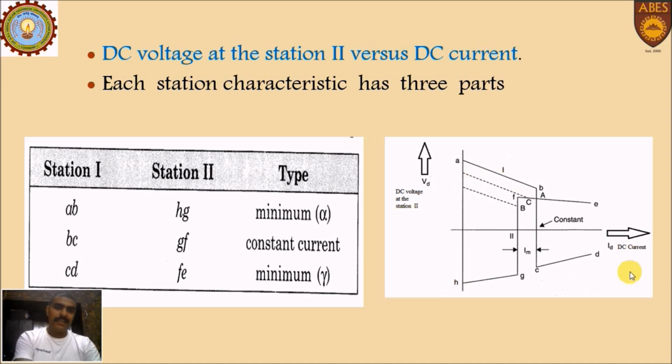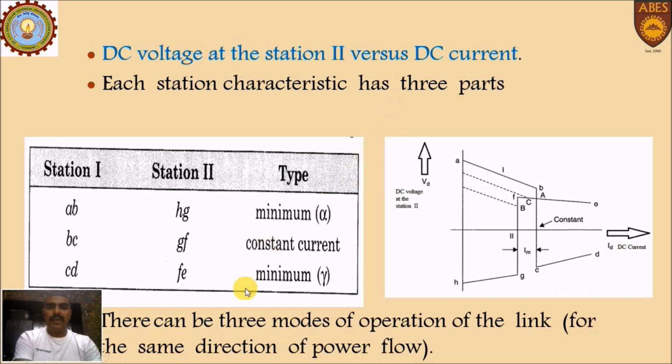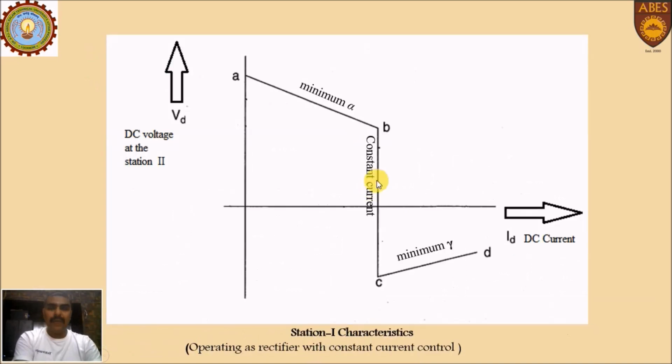So this is the combined characteristic of the DC link, drawn for both station 1 and station 2. Now on the basis of this characteristic, there can be three modes of operation for the same direction of power flow. Same direction of power flow means either in the positive direction or in the negative direction. Negative direction means power is flowing from converter station 2 towards converter station 1.